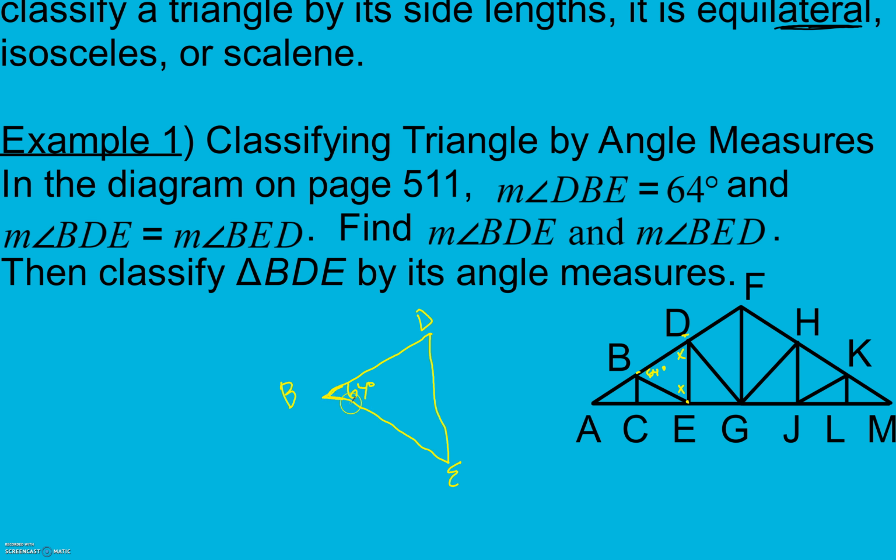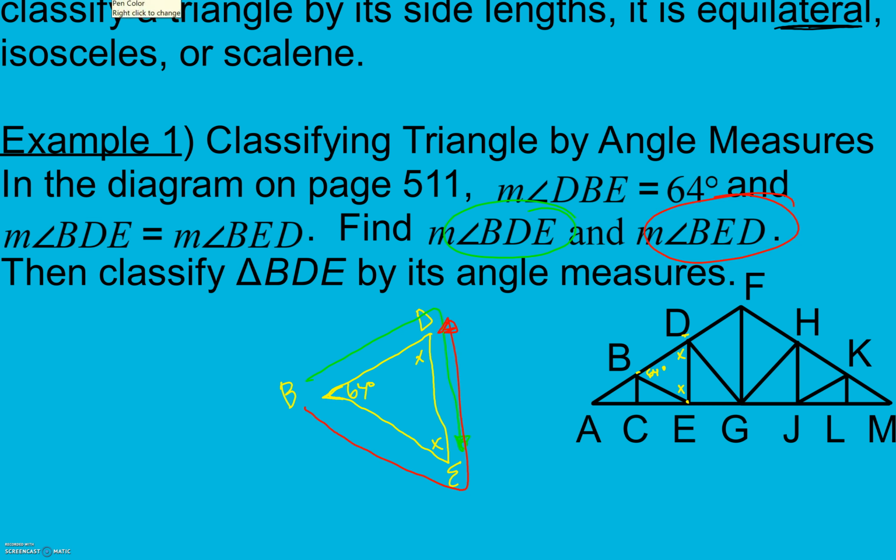BDE is the same as BED. So we can set those equal to each other. Here I used a variable to represent that because we don't know what it is, so I'm going to use x, but it's the same value there. Both of them are x's because they're equal, we just don't know what it is. So we have to find the measure of two angles, BDE and BED.